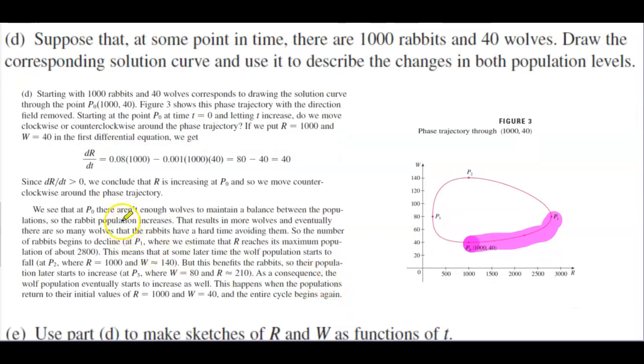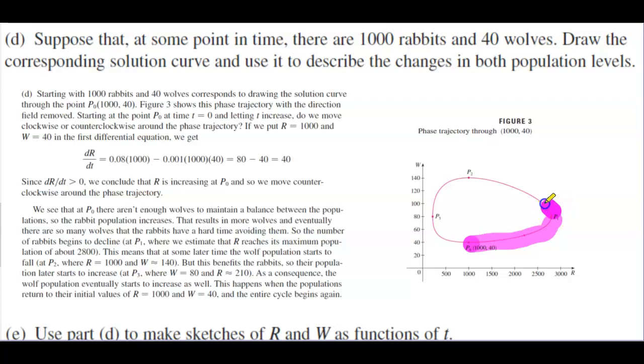Now, we see that at P0, there aren't enough wolves to maintain a balance between the populations, so the rabbit population increases. That results in more wolves, and eventually there are so many wolves that the rabbits have a hard time avoiding them. So the number of rabbits begins to decline, so at P1, we estimate that R reaches its maximum population of about 2,080.